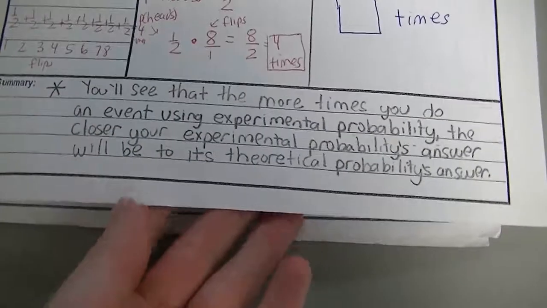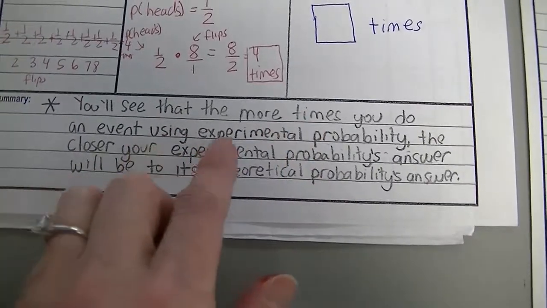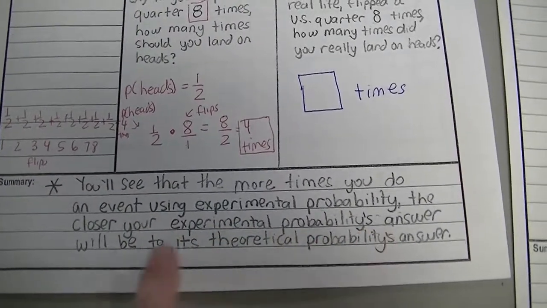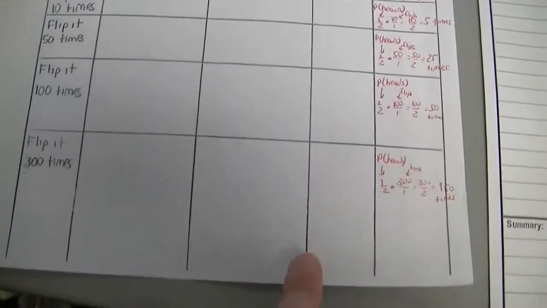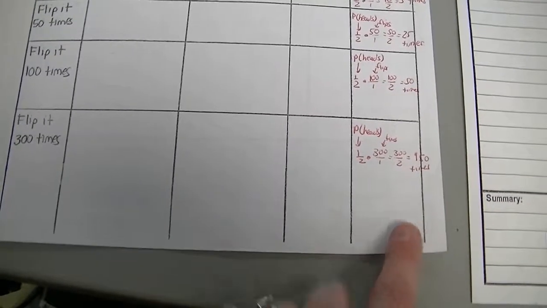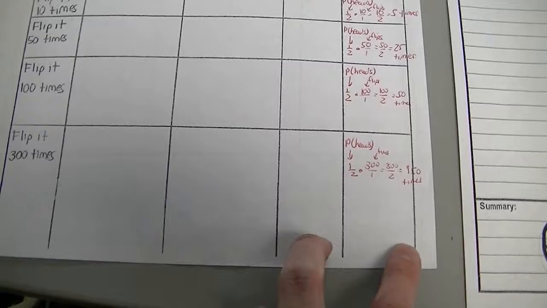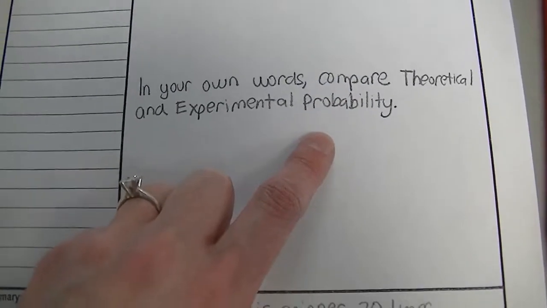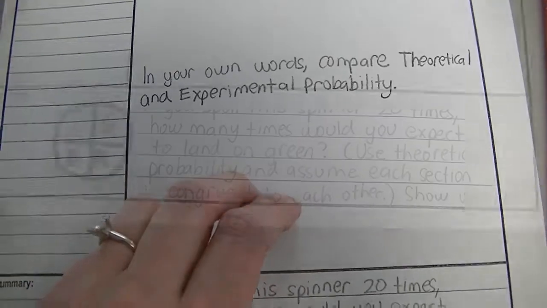All right? Because something that you should hopefully find is this. You'll see that the more times you do an event using experimental probability, so the more times that you flip it, like down here, the closer your experimental probability's answer will be to its theoretical probability's answer. So in other words, the more times you flip it, the closer the answer will be to its theoretical probability's answer, okay? Right? And then, in your own words, I want you to compare theoretical and experimental probability. So how are they alike? How are they different? Compare them, okay?